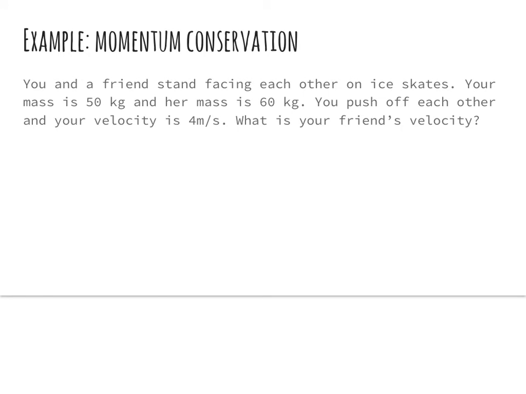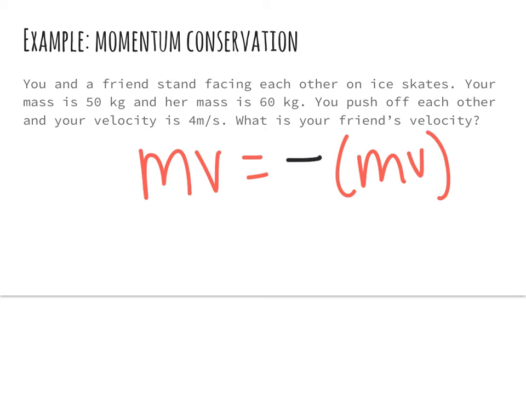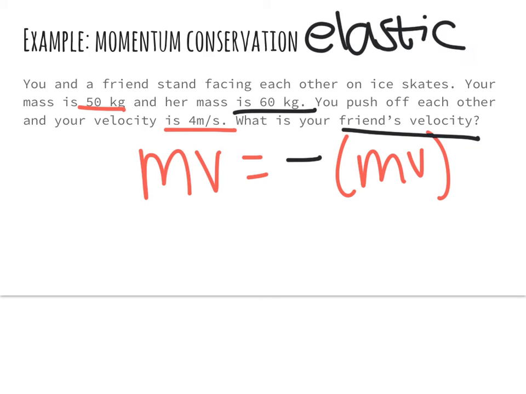All right, so let's start out with a problem for momentum conservation. It may look challenging, but really use your intuition about this. Remember, momentum conservation is Newton's third law. Equal and opposite reaction. Opposite is because of that negative sign. So you and your friend stand facing each other on ice skates. Your mass is 50 kilograms and your friend's mass is 60 kilograms. When you push off each other, your velocity is 4 meters per second. What is your friend's velocity? So this is an elastic collision. You're pushing off of each other.